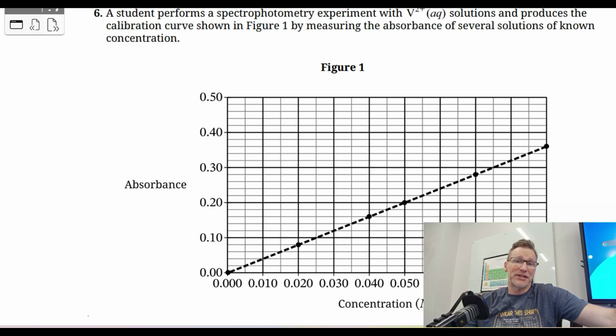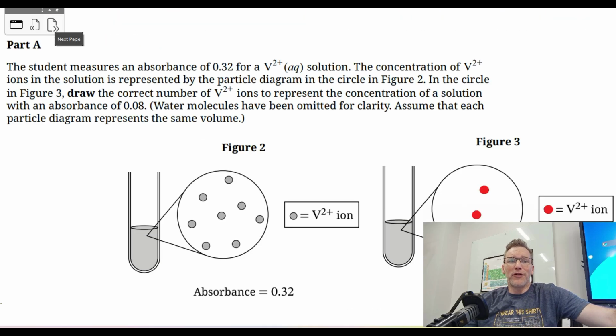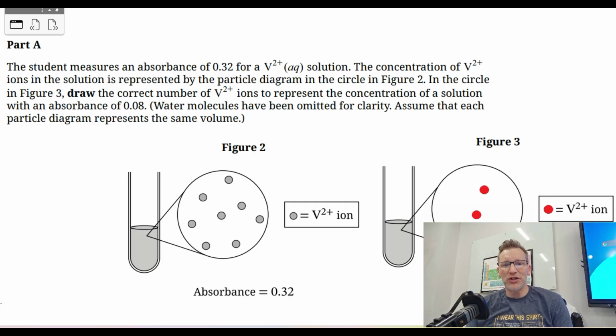So they gave us an absorbance of this thing called V+2 solution, the concentration. And the first thing they want to do is they said the absorbance for 0.32 is shown in figure 2. Take a look. There's 1, 2, 3, 4, 5, 6, 7, 8 particles. 8 particles. And they wanted us to draw one with an absorbance of 0.08.